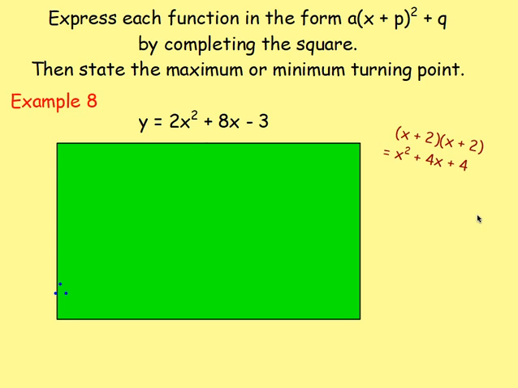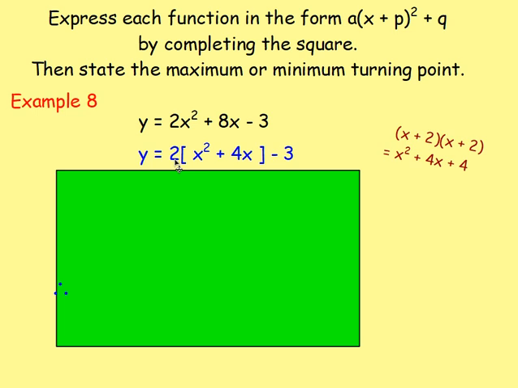Example 8, y equals 2x squared plus 8x minus 3. Again, you don't have a coefficient of x squared to be 1, but you need that, so you need to take out 2 as a common factor. You can do it with the next term as well, but you can't do it with the 3. I suppose you could, but then you go to decimals or fractions, so just leave the minus 3 as it is. So take out the 2 as a common factor of the first 2 terms, so 2 times x squared plus 4x, put in the square brackets, and then leave minus 3.